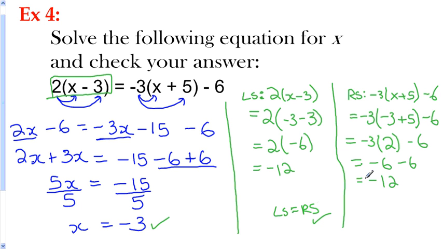If these are not the same, if the left side is not equal to the right side, it either means you made a mistake in the substitution, or it means your answer is wrong. So I would first check your checking, and then if you're sure this is right, then I would go back and check this part and make sure that your solution is in fact correct.